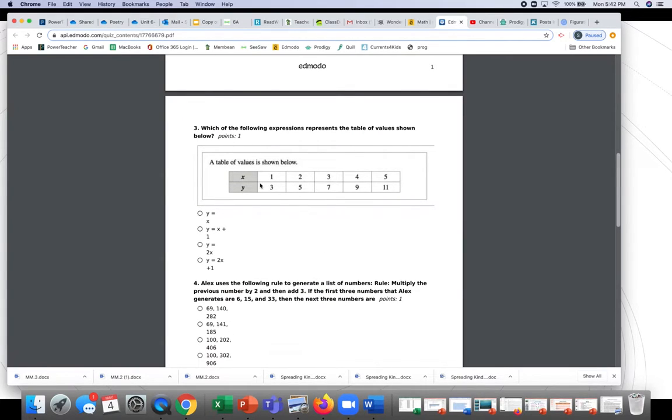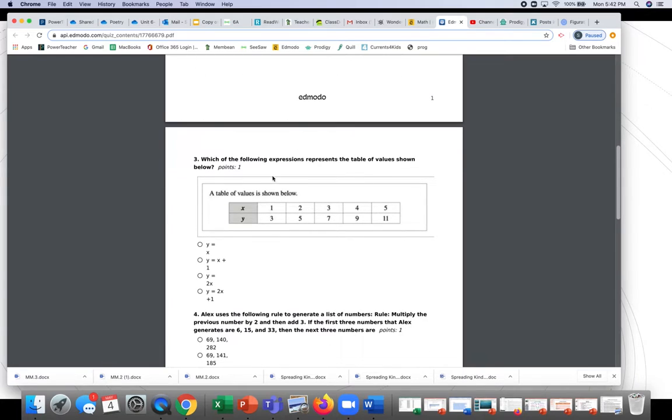This next one is an old PAT question. It's just interesting how the table is written horizontally rather than vertically, which is what we're used to. So we need to figure out now, this is an expression. Oh, it shouldn't be expression. It should actually be equation, right? Because we have an equal sign.